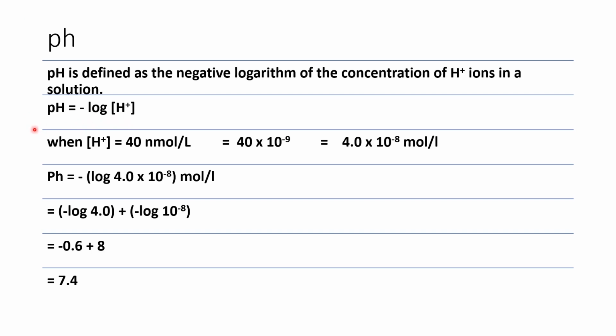I gave a typical example here of a solution that contains a hydrogen ion of 40 nanomole per liter. If you input this hydrogen ion concentration into this equation, you will end up with a pH of 7.4. I want us to take note of this value because this is the pH of blood in humans. So in a patient that has a hydrogen ion concentration of 40 nanomole per liter, if you calculate the pH of that patient, you expect to get a pH of 7.4, which is usually the pH of a normal human being.